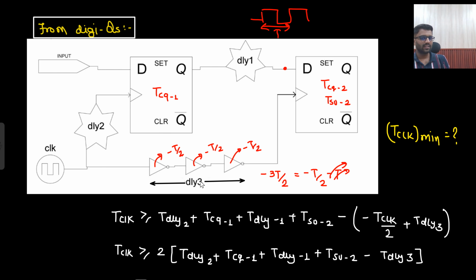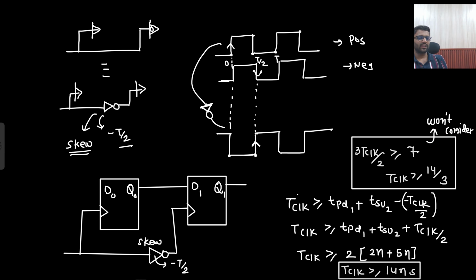So total delay is t dl by 3 minus t by 2. So t dl by 3 minus t clock by 2. This is what I have written. So from here, this is the expression I get. So this is how I will be solving in the examination. I hope it is clear to you.